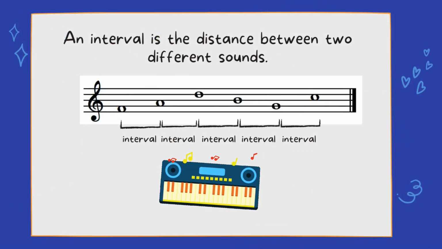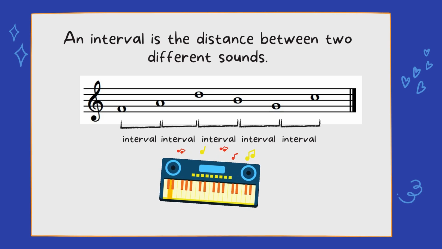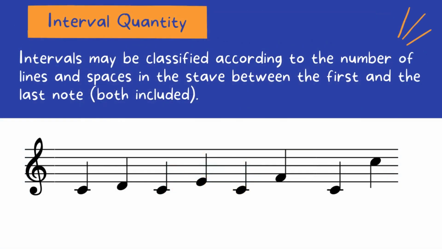Let's revise the definition of an interval. An interval is the distance between two different sounds. We have already studied different types of intervals: ascending, descending, conjunct, disjunct, melodic, harmonic, simple and compound. We are going to focus on the interval quantity, since intervals may be classified according to the number of lines and spaces in the stave, between the first and the last note, both included.